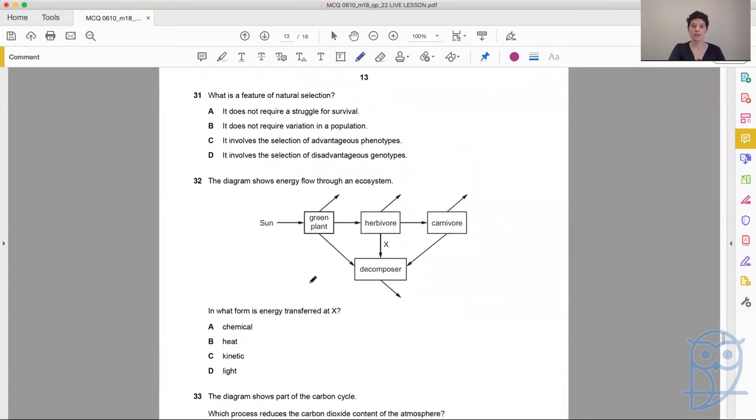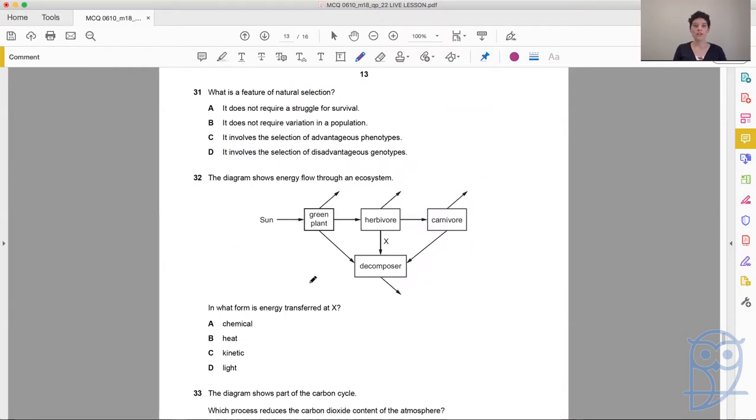Question 31. What is a feature of natural selection? It does not require a struggle for survival. No, you definitely must struggle to survive. It does not require variation in a population. No, we actually need that variation. Natural selection acts on that variation. It involves the selection of advantageous phenotypes. Advantage, select for, yes. It involves the selection of disadvantageous genotypes. Disadvantageous, you will not be selecting for that. 31C.